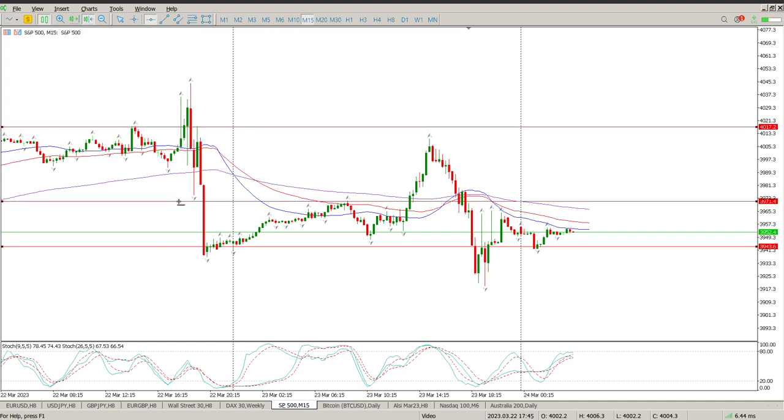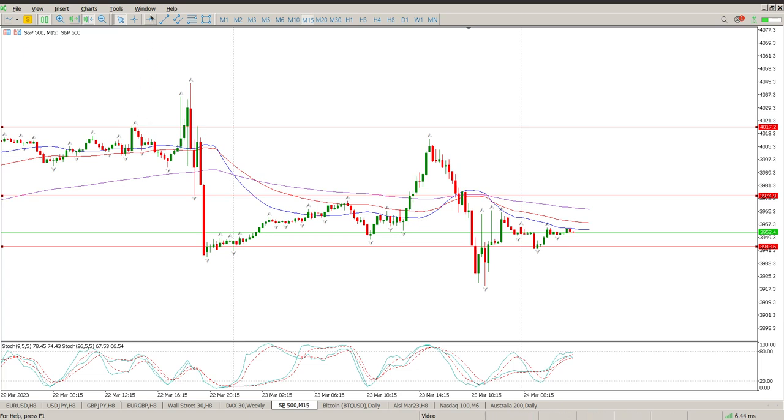I would put something like that in, and then you have a little bit more structure. It's going to be roughly in that area there where we are now. So I'd want to see a break and retest of 39.43. I think that's the safest bet for the shorts.